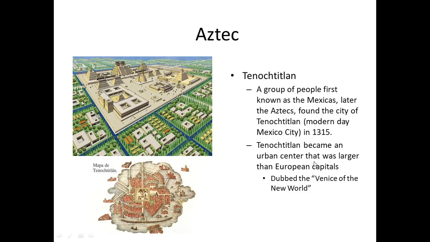Tenochtitlan became an urban center that was larger than European capitals. This is bigger than London, bigger than Berlin, bigger than Barcelona. Kasi ang daming tao at masyadong maunlad. This is dubbed as the Venice of the New World. So this is the map. They have already the map of the Tenochtitlan.